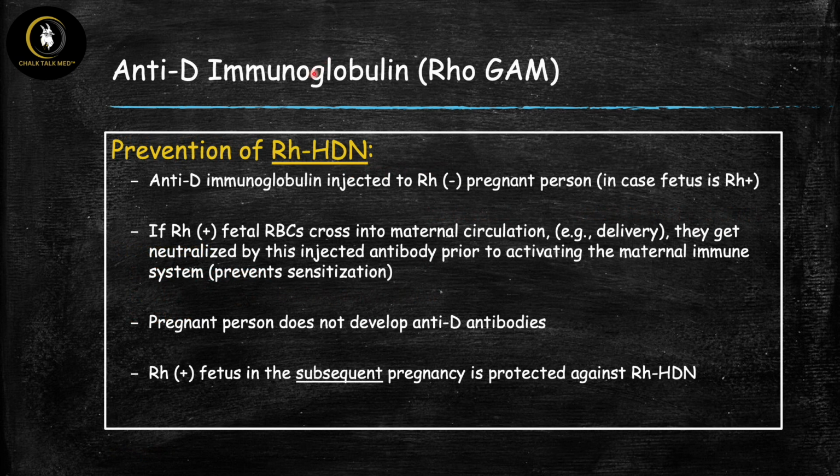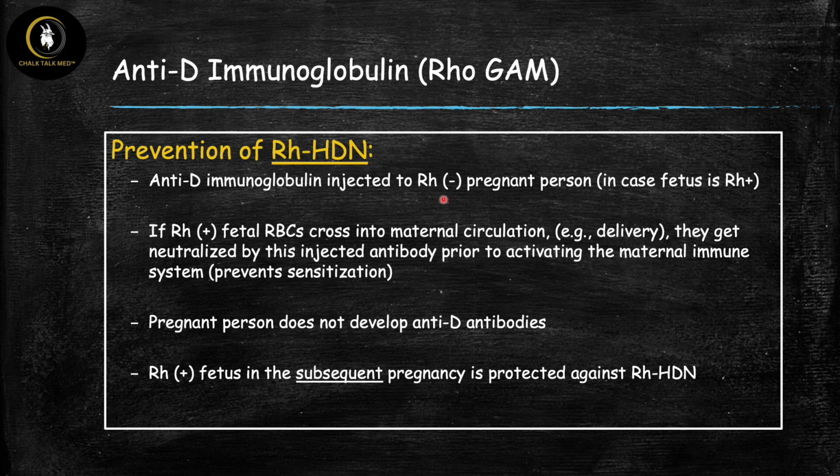Okay, so the final important topic to discuss here is something that's very high yield clinically. This is known as anti-D immunoglobulin, also known as RhoGAM. Based on the name, you can tell that this is an antibody against the D antigen, which is responsible for the Rh positive status. Of course, the goal here is to prevent the rhesus hemolytic disease of the newborn. And that's important because, as we talked about, this is the severe form that's life-threatening.